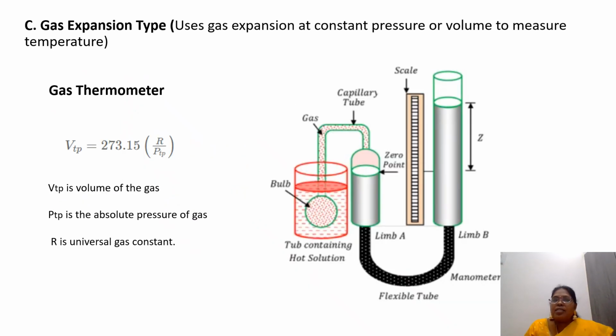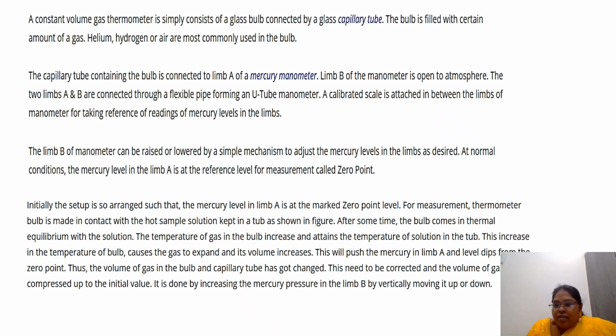And the third one is the gas expansion. So in gas expansion, we are using the temperature for the gas. There you have a capillary tube, and the capillary tube is placed in a bulb, and one end of the limb is connected to the mercury thermometer, and another end of the limb is open to the atmosphere. So this is connected in a U-tube manner. It acts like a U-tube.